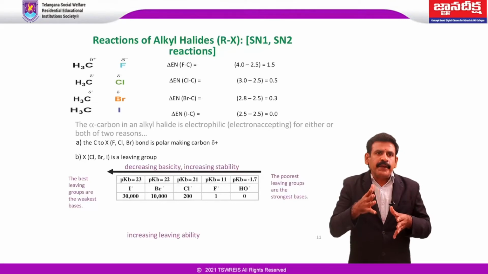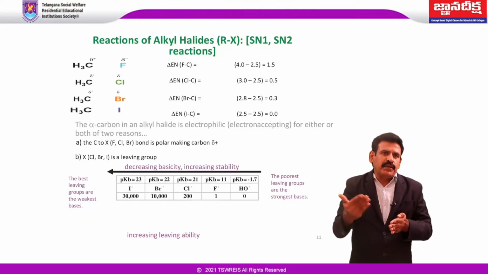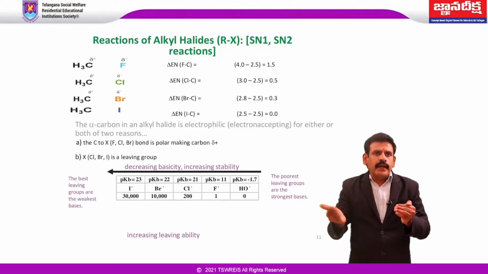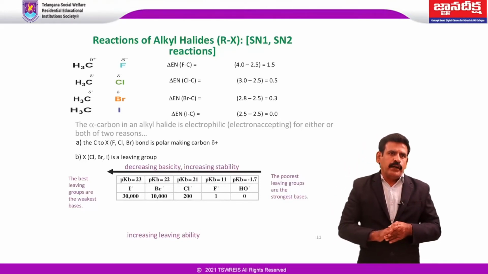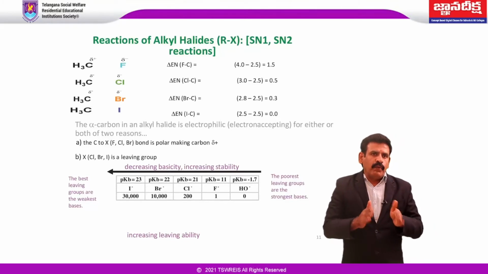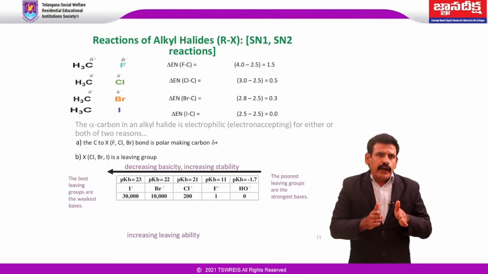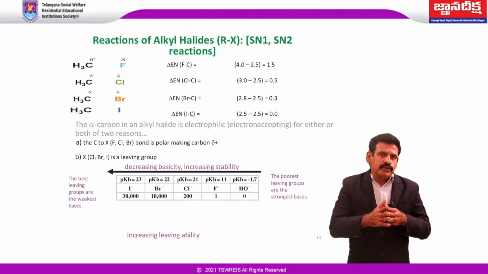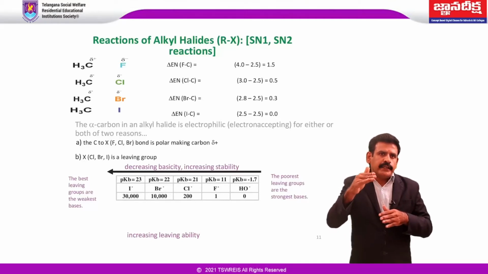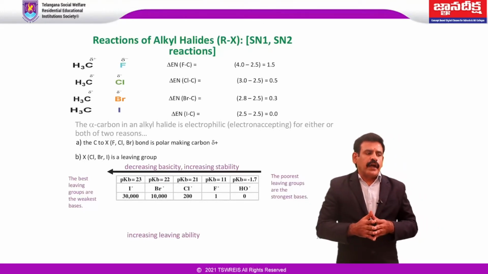You observe here decreasing basicity and increasing stability. See, that is the table you observe here: iodide ion, bromide ion, chloride ion, fluoride ion, and hydroxide ion. So by decreasing pKb value, you observe the basicity and the increasing stability.